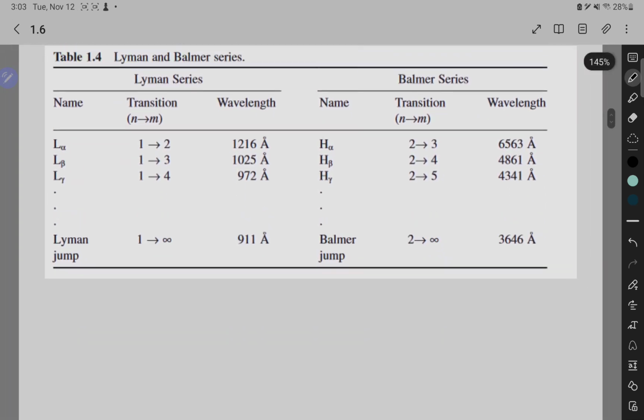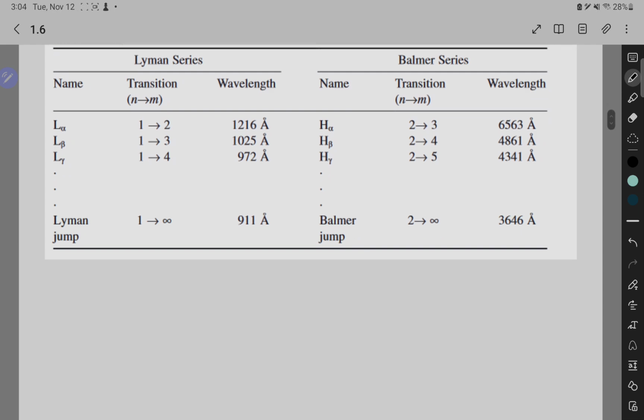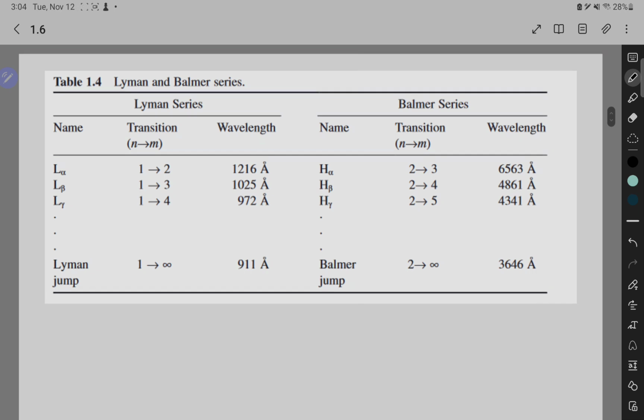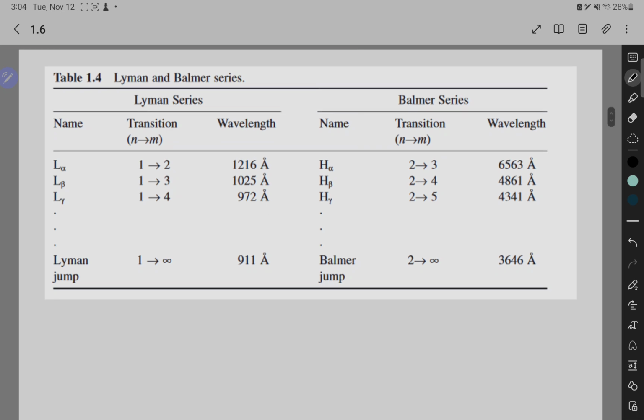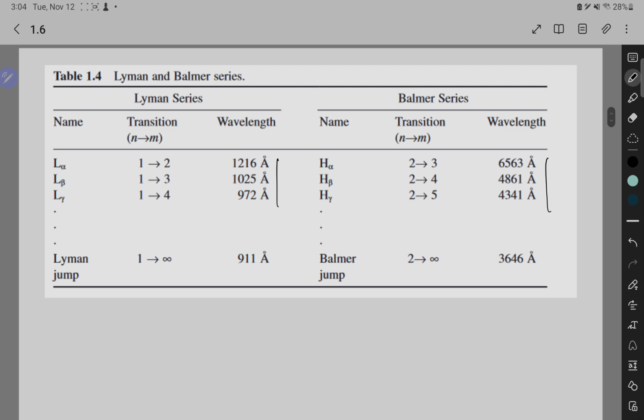For example, we're looking at hydrogen here. We have the Lyman series and the Balmer series. In the Lyman series, the transitions all start from 1, and in the Balmer series, they all start from 2. What that means is that the Lyman series refers to hydrogen transitioning from level 1 to a higher level, whereas the Balmer series refers to transitions from level 2 to a higher level. That makes a difference in their wavelengths, as you can see here, right? They all have different wavelengths. In the case of the hydrogen Balmer series, they're in the visible spectrum, or at least close to it, and the Lyman series is shifted towards the infrared.